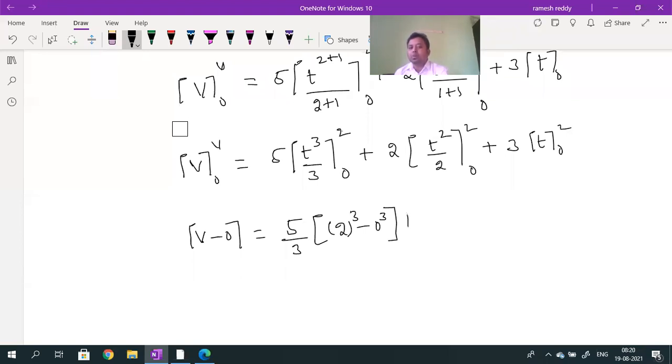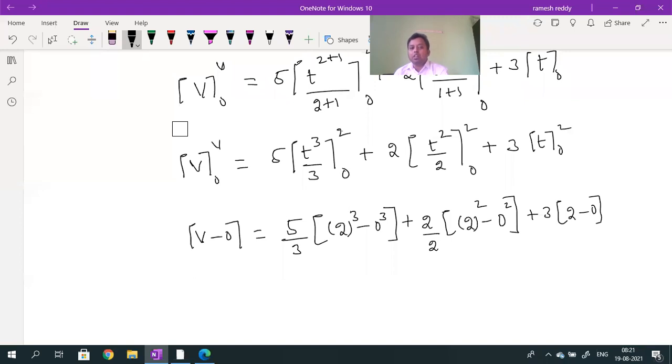Plus next, 2 into t square by 2; 2 I can bring outside. Then t square: in place of t, upper limit 2 square minus lower limit 0 square. It takes time; by practice you will get it. Plus 3 into upper limit 2 minus lower limit 0. In this way we can substitute the limits, upper limit minus lower limit value.